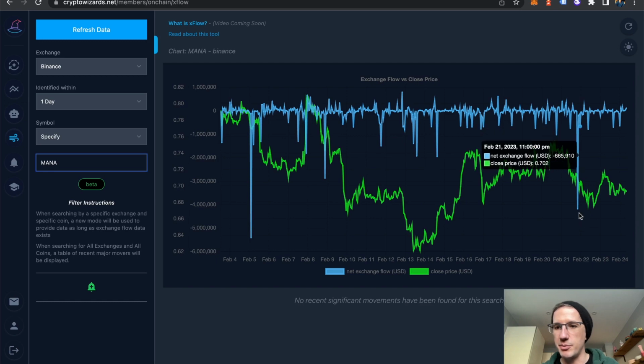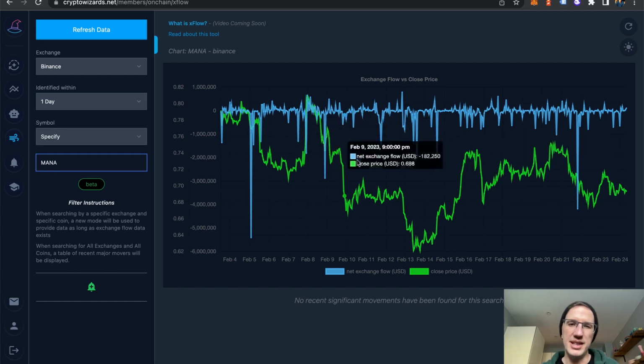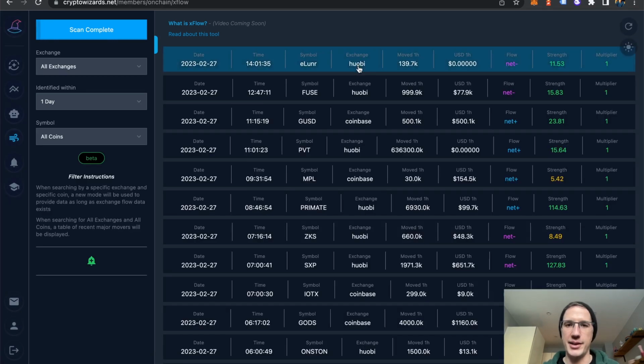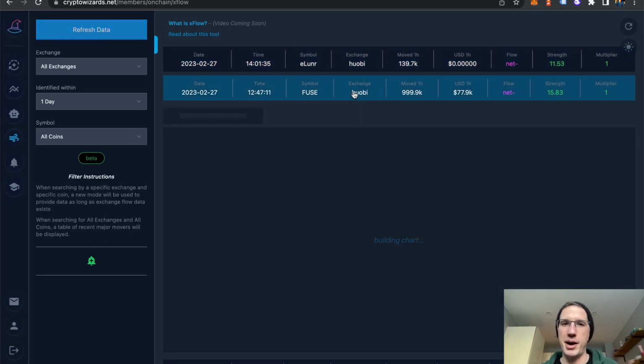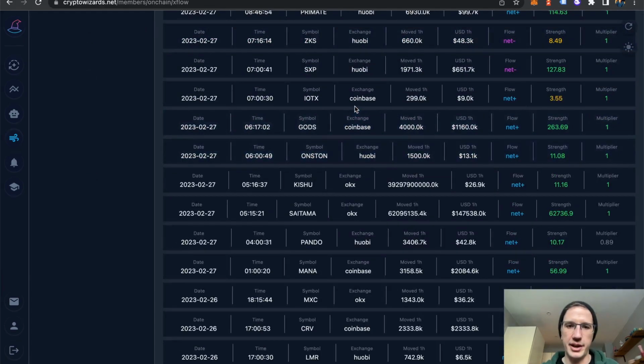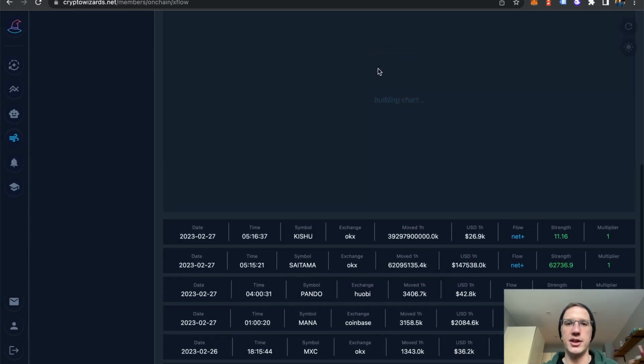And you can see here, there was a big outflow of Mana, and not many hours afterwards, price proceeded to go up. These I don't find very useful, frankly. What I find very useful are the smaller coins where they're very illiquid and there's clearly pump and dump activity that's happened before. So for example, if I go and look at, I don't know, Onston with Huobi.